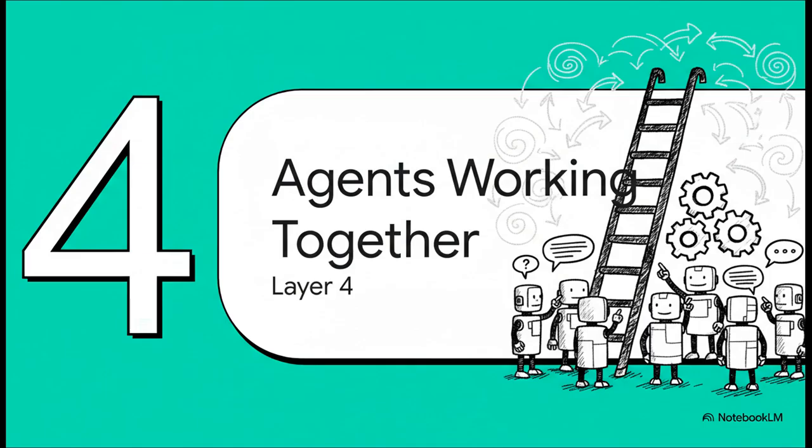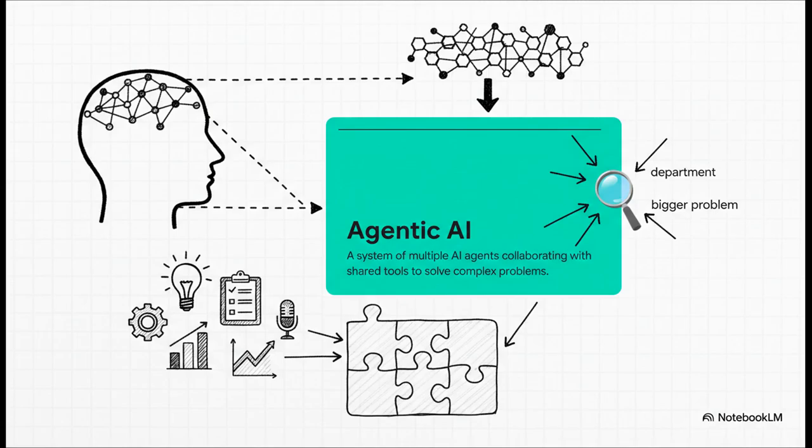All right, let's take that final step. We're climbing to the very top of the ladder now. We've gone from a knowledge base to a researcher to a single autonomous assistant. So what happens when we put these assistants together and get them to collaborate as a team? This is where we get to agentic AI.